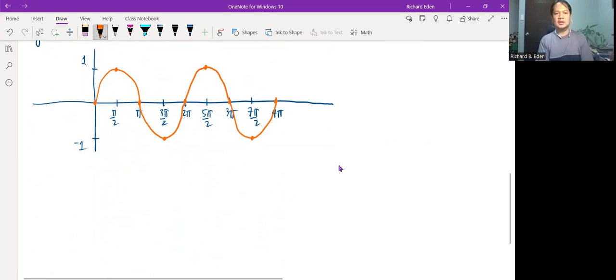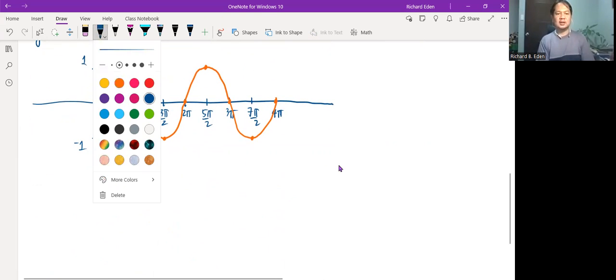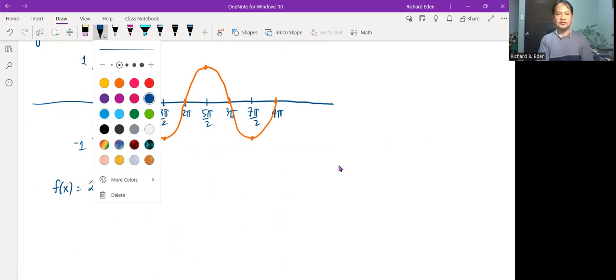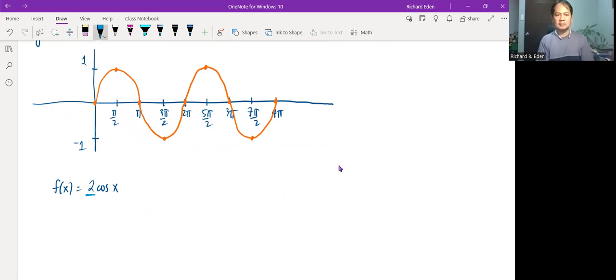What if we consider the effect of the following modification? Let's say f of x is equal to 2 cosine x. What do you think is the effect of the inclusion of this 2 in front going to be? Y is going to be twice the normal, so the amplitude will increase. All right. So anyway, are you familiar with the amplitude and how the period changes?